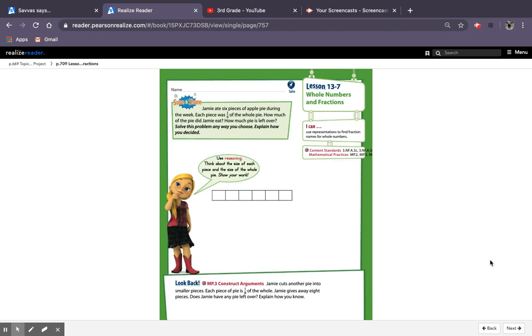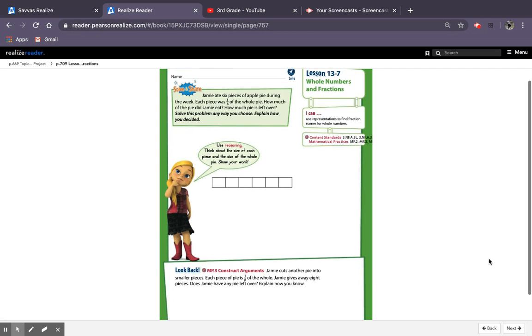this lesson. So our solve and share says, Jamie ate 6 pieces of apple pie during the week. Each piece was 1/6 of the whole pie. How much of the pie did Jamie eat? How much pie is left over? Solve this problem any way you choose. Explain how you decided.